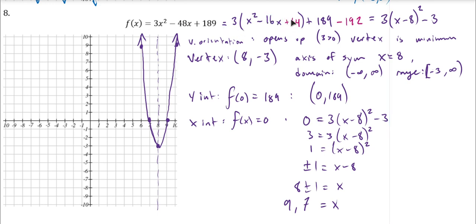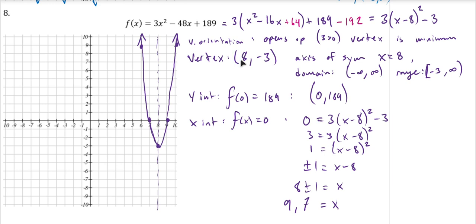This is now a perfect square, which can be factored as x minus 8 squared, and 189 minus 192 gives me a -3 out here. We see that this leading coefficient here is positive, so this opens up. Therefore, our vertex will be a minimum. That vertex is at +8, -3. We change the sign of this one, we keep the sign of this one to get our vertex x and y. The axis of symmetry will be the vertical line going through this.